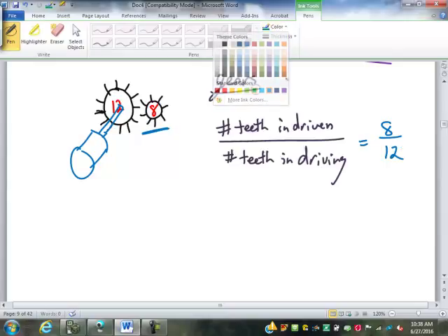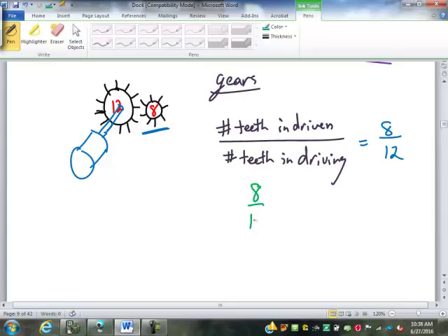So we have an 8 to 12 ratio. Both of those can be reduced by 2 or 4, which would give us a 2 to 3 ratio. If you divide by 2, we just divide by 2 again. There are all sorts of ratios like this in mechanics. We're not going to go over a lot of them.